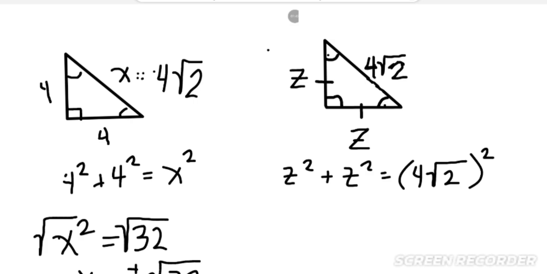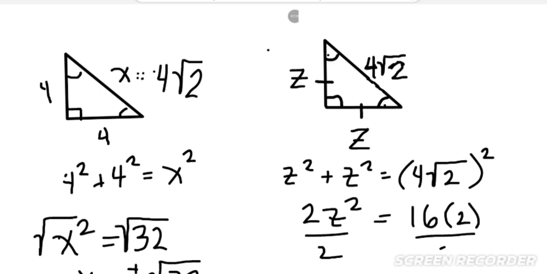And now we're going to solve the one on the right. This time we have 4 square root of 2 as the hypotenuse. And we're going to just add up the z squareds, and we're going to have 2z squared is equal to 4 squared is 16, square root of 2 squared is 2. And now we're going to divide by 2. We could just cancel that 2 out. And these cancel.